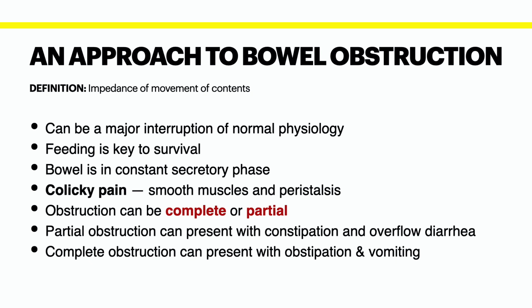Complete obstruction, however, will generally present with neither passing stool nor flatus, which is called obstipation. These patients will always have vomiting, and it's important to ask them what they are vomiting, because fecal vomiting can occur in distal obstructions where feces is now part of the vomitus. Both partial and complete obstructions can present with pain, distension of the abdomen, and palpable feces in the bowel.